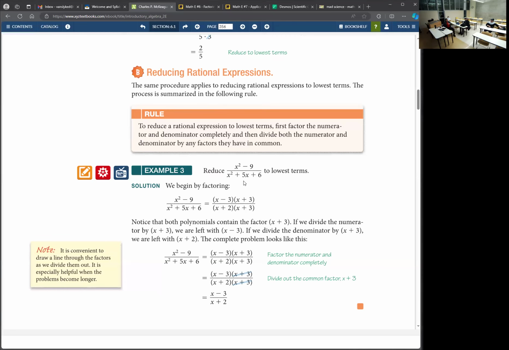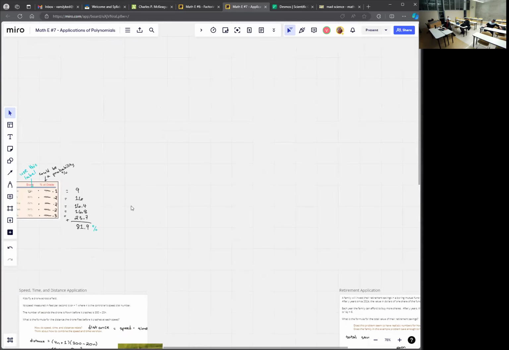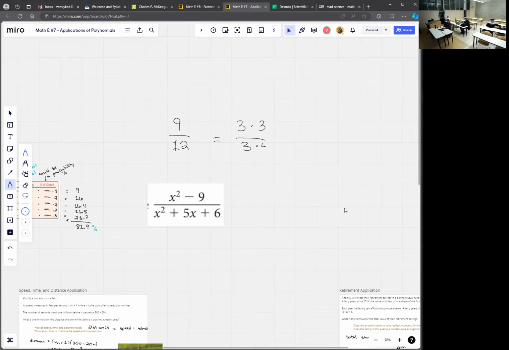Well, actually, I will leave it for you. I could just have you read it, but that's fine. If I wanted to simplify that, then I could just factor the top and factor the bottom. If I had a normal fraction, like 9/12, I could say that's 3 times 3 over 3 times 4. The threes cancel and I get 3/4.